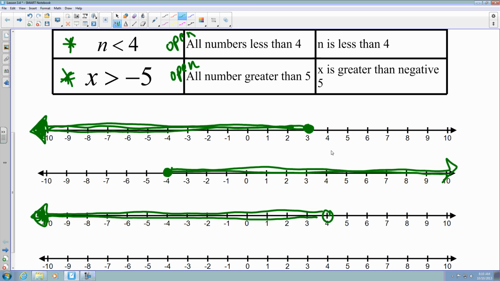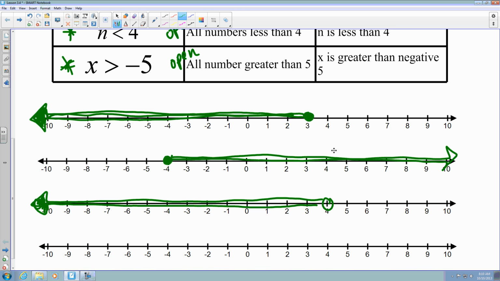And then the last one, x is greater than -5. I go to -5, I know it is an open circle, and it is an arrow pointing towards the right.